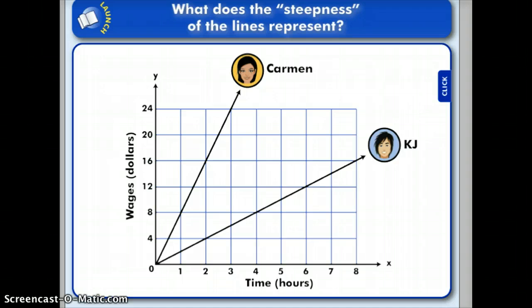But when you look at these two kids up here, we have good old Carmen and KJ. And what this graph is about, it looks like wages and time. So I'm thinking wages and time, it sounds like how much they make at their job. So if you look at Carmen's line right now, it's a lot steeper than KJ's line. So what that tells me is probably Carmen makes more money than KJ. So when we talk about the steepness of the line, we're actually talking about slope.